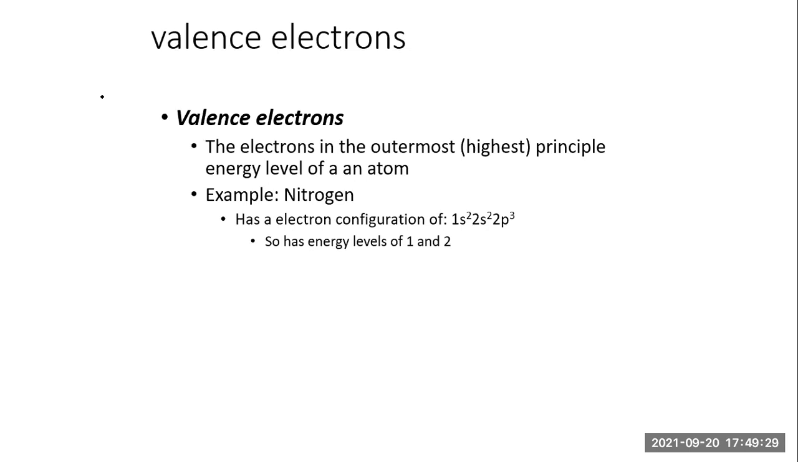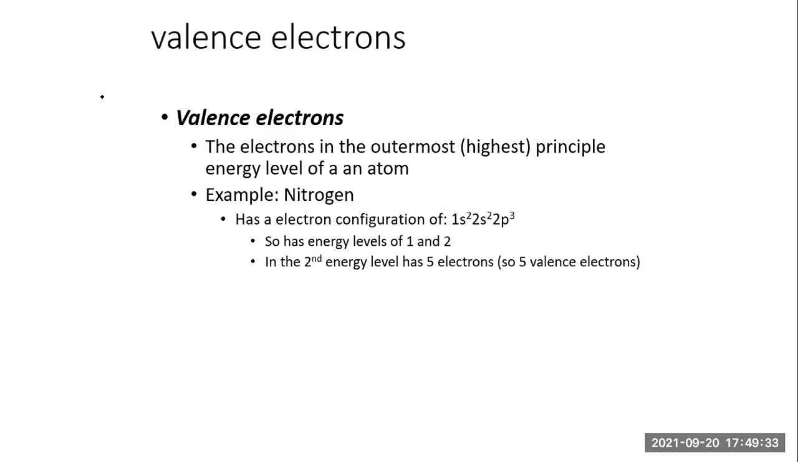So let's talk a little bit about electron configuration and some different types of electrons. First off, there are what are referred to as valence electrons. Valence electrons are the outermost electrons, the ones in the highest energy level. If we look at the electron configuration for nitrogen, 1s2, 2s2, 2p3, nitrogen is number 7 on the periodic table, which means it has 7 electrons.